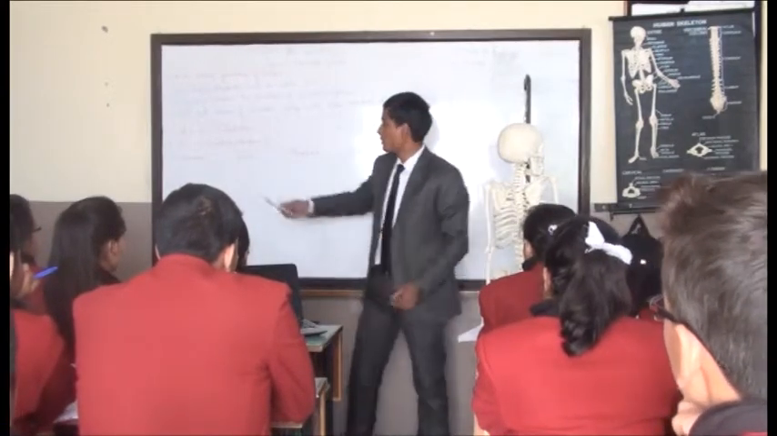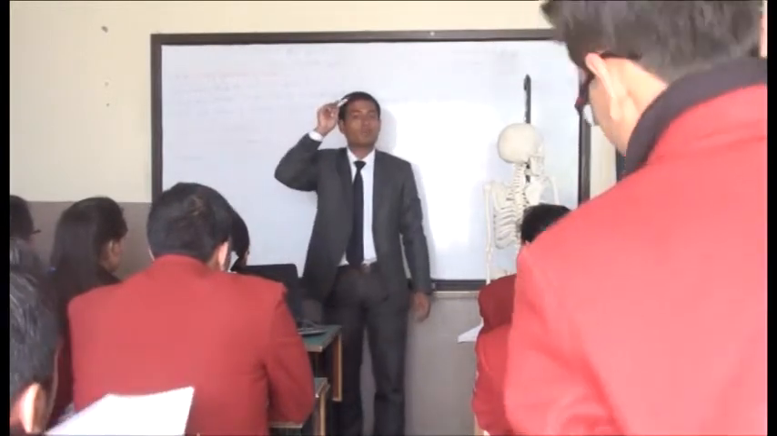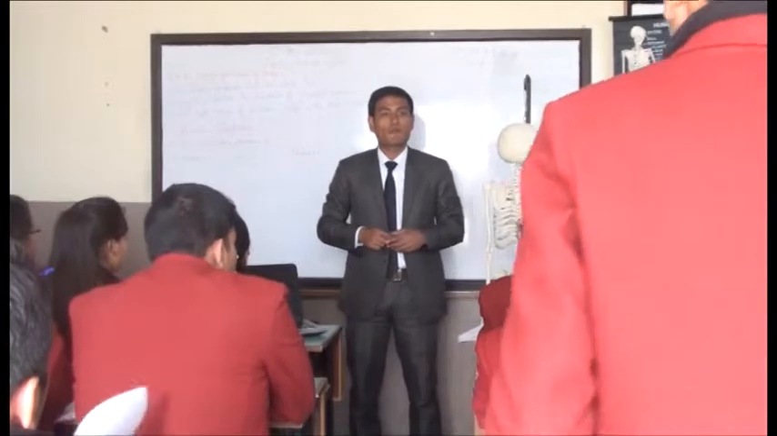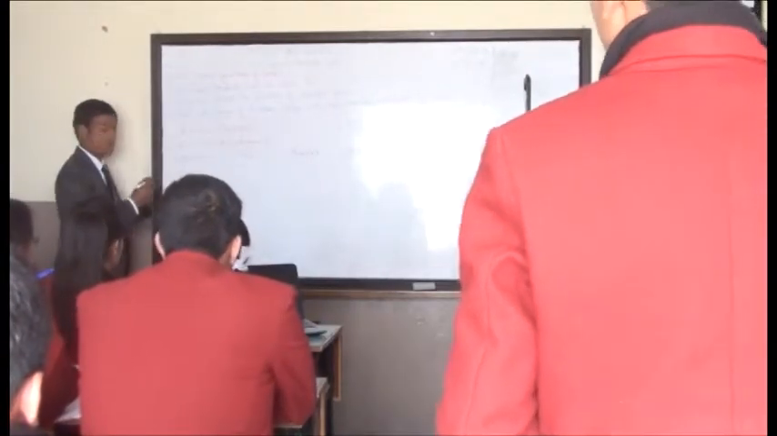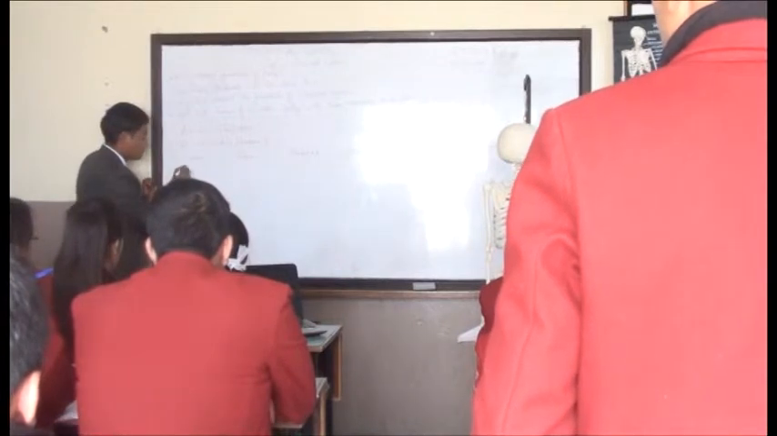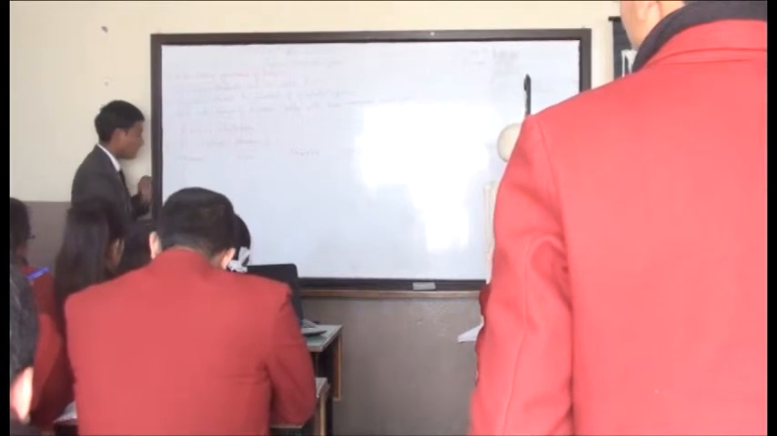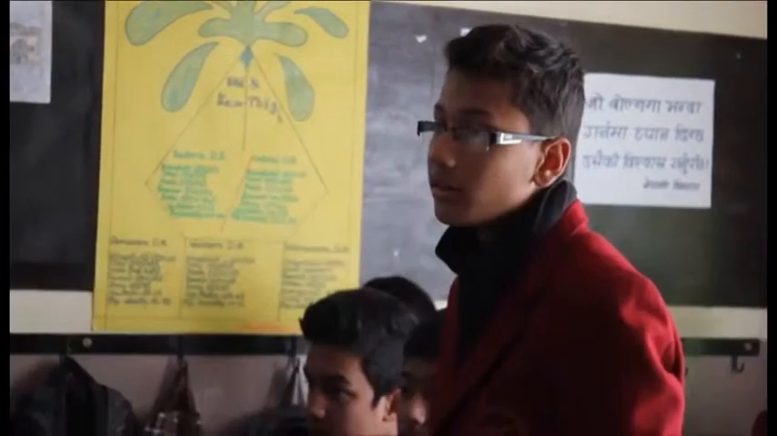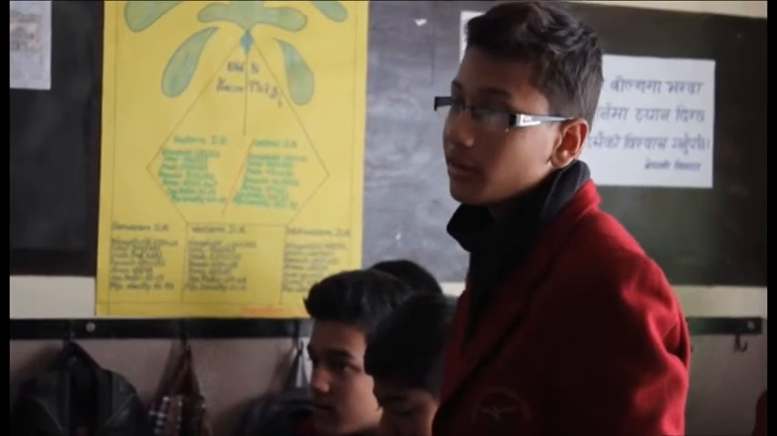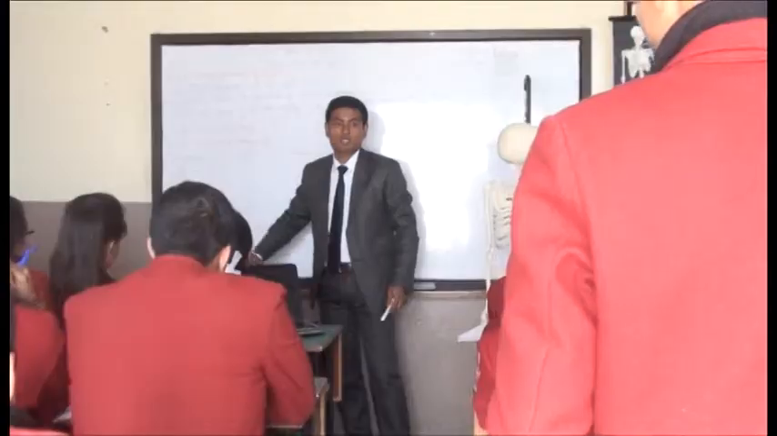Bones of cranium. Sobhanraj Joshi, bones of cranium. First, can you tell me the combination? FOTSEP. Spell it: F-O-T-S-E-P. Can you tell loudly? F, Frontal. O, Occipital. T, Temporal. Sphenoid. Ethmoid. Parietal. Very good. Sit down.